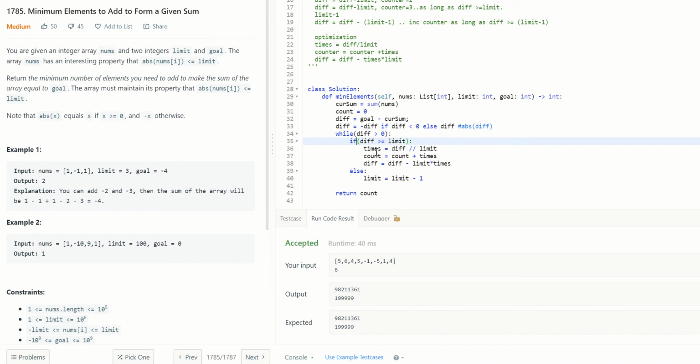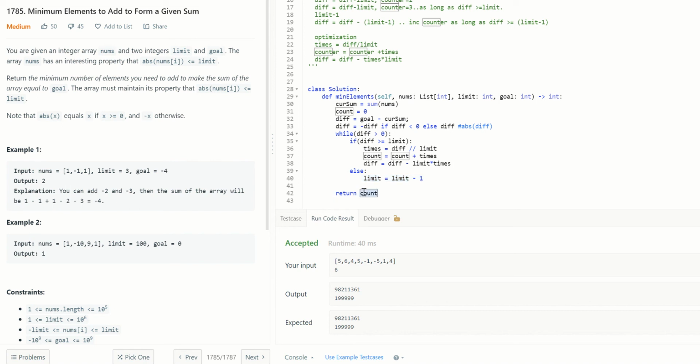So in the division, we are getting the times, just like how we discussed, and we will be adding the times to the counter, and then subtracting the limit into times from the difference. So the difference is subtracted. But otherwise, what we are going to do is just decrement the limit and continue this process. Simple. So finally, whatever the counter that we have accumulated, that will be our answer.